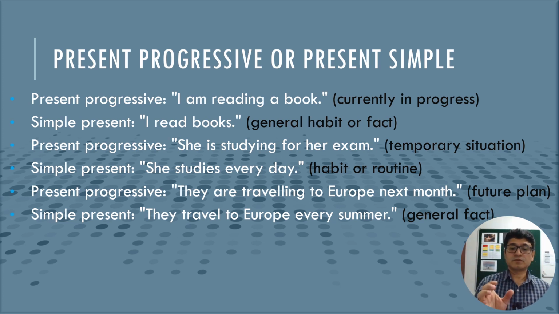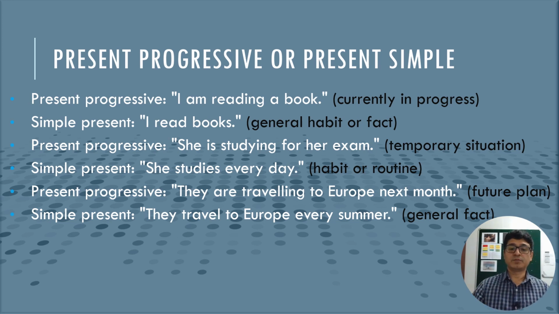Now we'll use present simple if it's a general habit or a fact. I read books, right? It doesn't mean that I'm reading right now. That's a habit that I have. She is studying for her exam. So it's a temporary action. It's happening only for some time. Whereas she studies every day, it's a habit, she does it on a routine basis, she does it regularly.